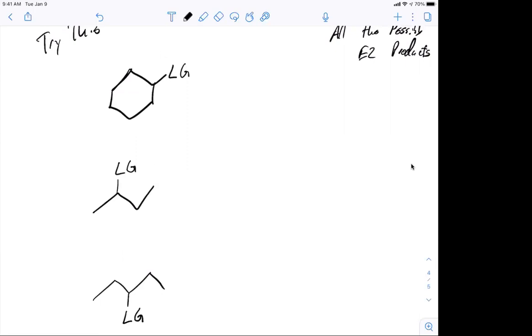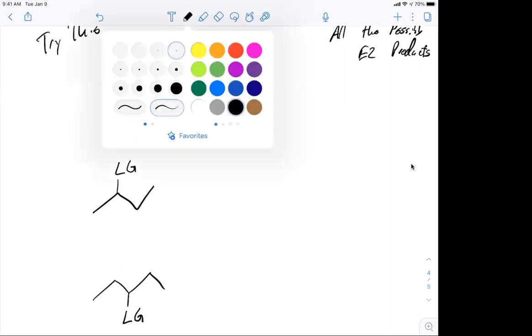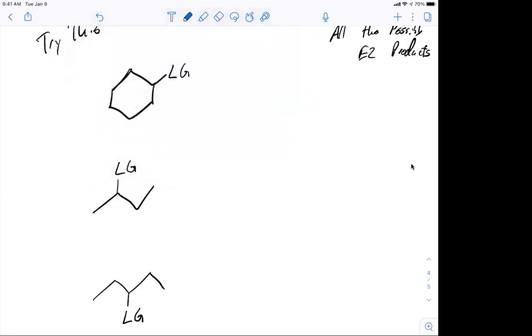So on this one, I'll work the second one so you can see what's happening, and then you can work the other two. What we're looking for here to figure out our E2 products is where our beta hydrogens are. So if we look here, we've got 3 beta hydrogens, right? But I can rotate all of these into each other. So therefore, how many equivalent beta hydrogens do I have? Well, I have 1 equivalent beta hydrogen here.